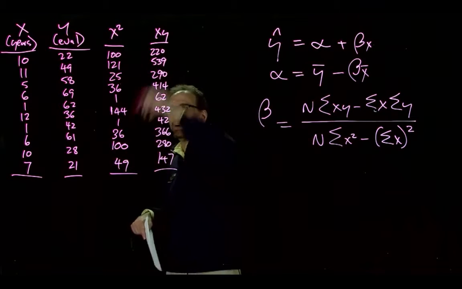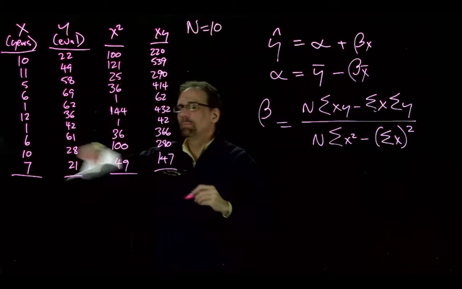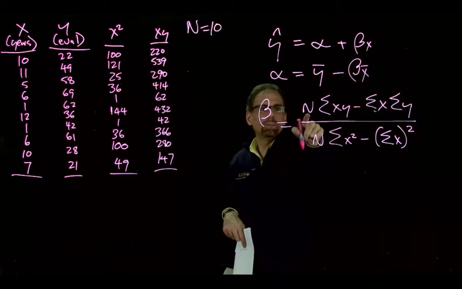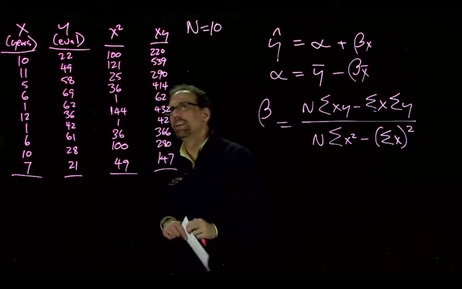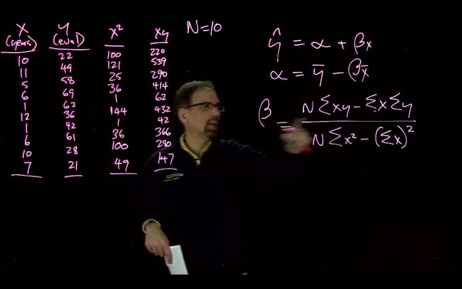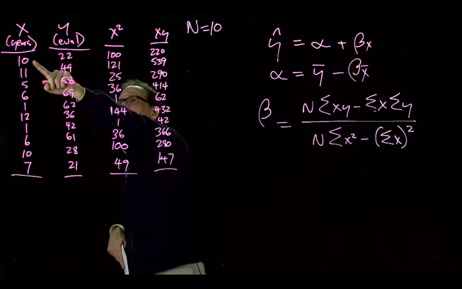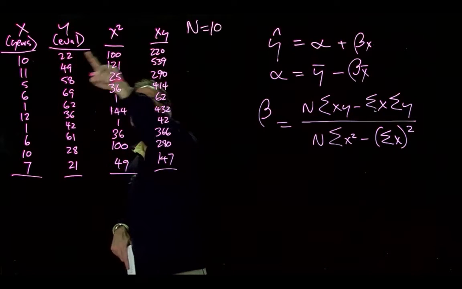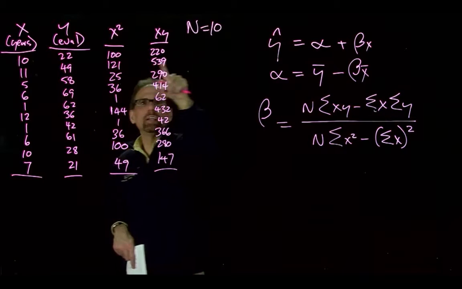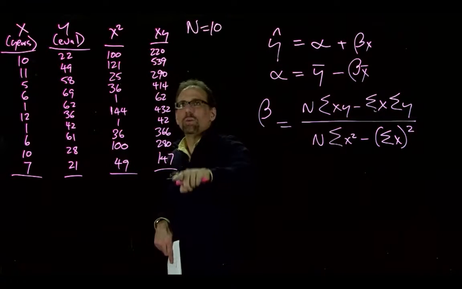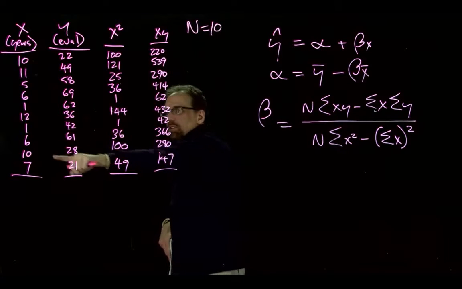So let me just go over and calculate these different things so we can see what's going on. First of all, our n equals 10. We have 10 people in our sample. All right? So we've got that piece already. Now we need the sum of x times y. So let's go ahead and calculate x times y so we can add those up. And I've already done that for you here. So 10, just to show you how I got it, 10 times 22 equals 220. 11 times 49 equals 539, and so on. So there's all the x times y for each one of our cases.